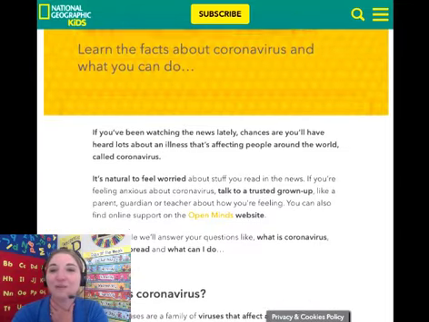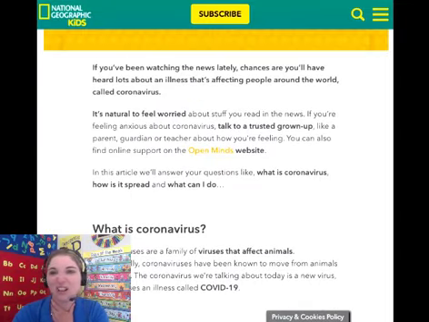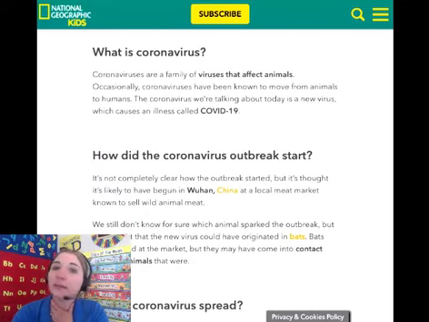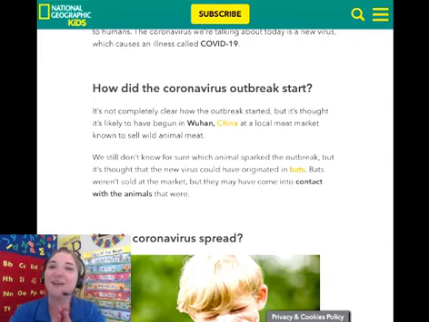What is coronavirus? I'm going to start right here at coronavirus because this is just kind of like a small introduction. So, what is coronavirus? Coronaviruses are a family of viruses that affect animals. Occasionally, coronaviruses have been known to move from animals to humans. The coronavirus we're talking about today is a new virus which causes an illness called COVID-19. Very interesting.